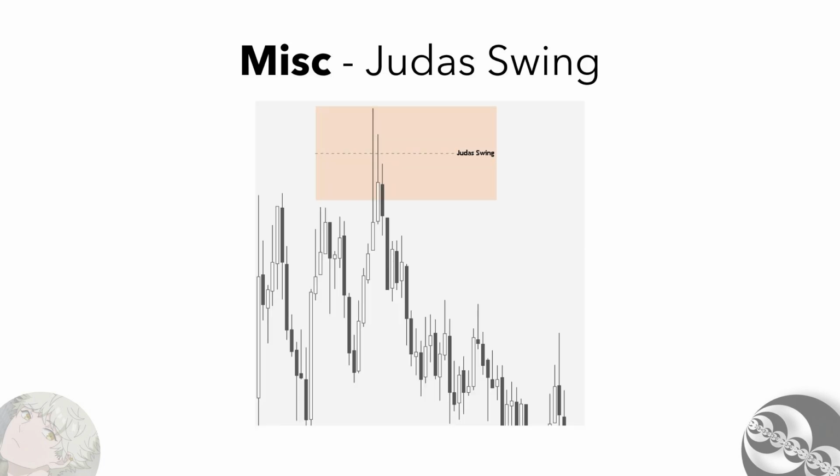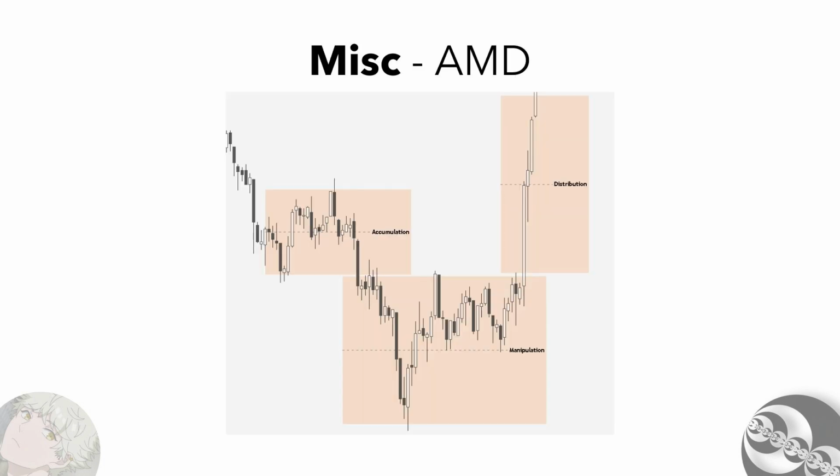Judas swings are essentially a false breakout that takes out the participants in the market that are in the wrong direction before actually offering the correct move. You can usually see this happen before a strong move higher or lower, and the 9:30 market open usually injects a huge amount of volatility and forms a Judas swing. The Judas swing can be used in conjunction with AMD.